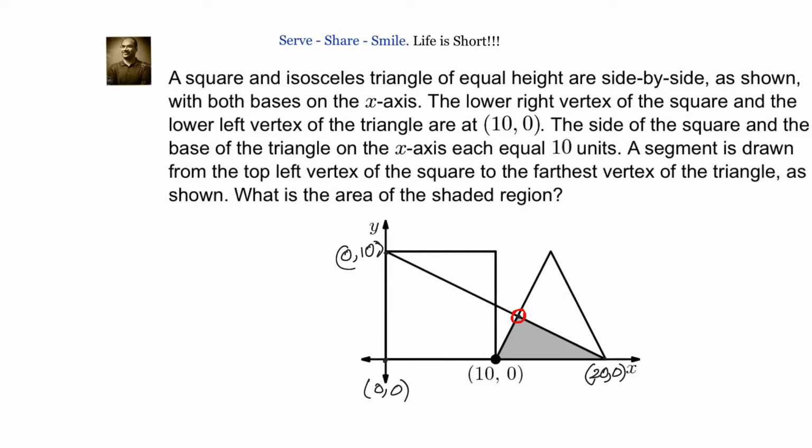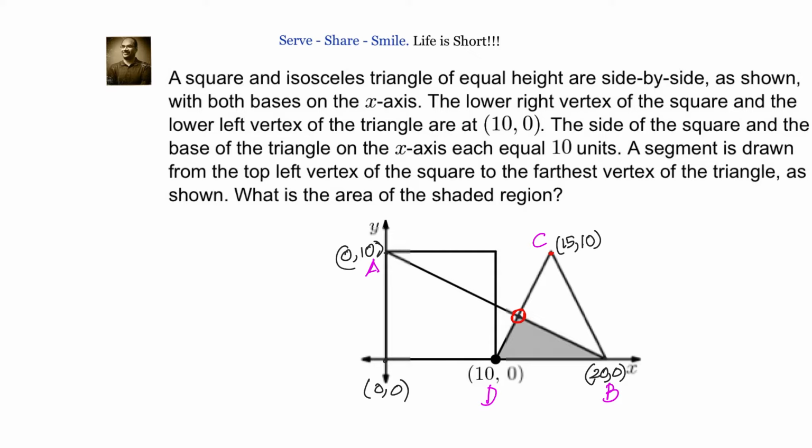Now, what will be the coordinates of this particular point? Can we think about that? Between (10, 0) and (20, 0), exactly in the middle is 15, and the height we know is 10. So that point's coordinates will be (15, 10). Now instead of saying this and that, let's put some letters there. The line is AB and let us say this is CD.